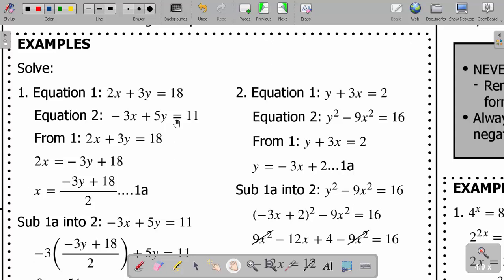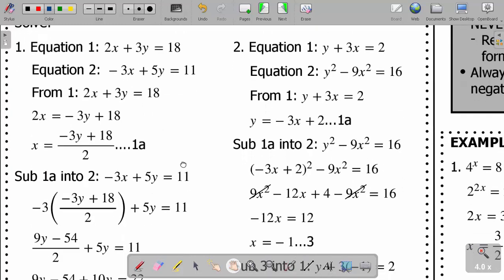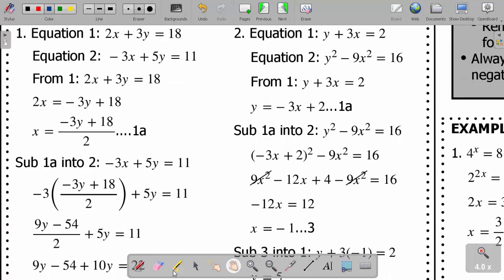So here, I can say from the first equation that 2x equals minus 3y plus 18. If I divide by 2, I'm going to have minus 3y plus 18 divided by 2. Then I call it equation 1a. Now, if I substitute, you see that this x is equal to minus 3y plus 18 over 2.